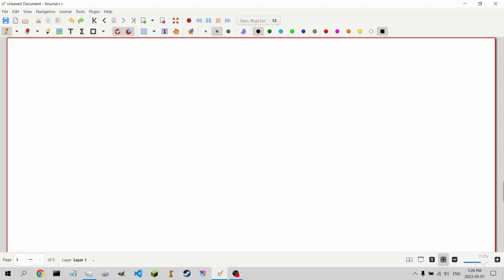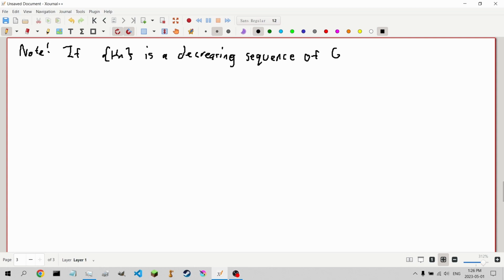Now, note. If we have some decreasing sequence h, be a decreasing sequence of g as from before, then we're going to have that hn is going to be inside of the nth term of the descending central series.